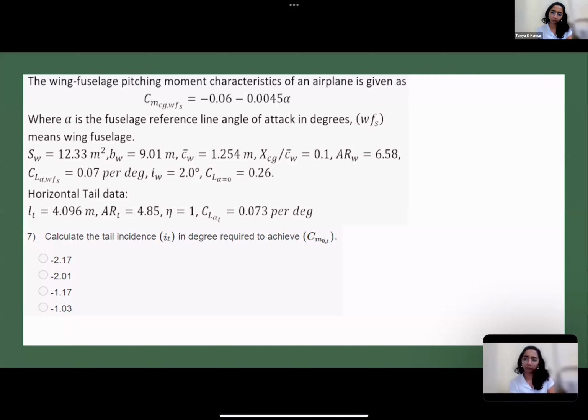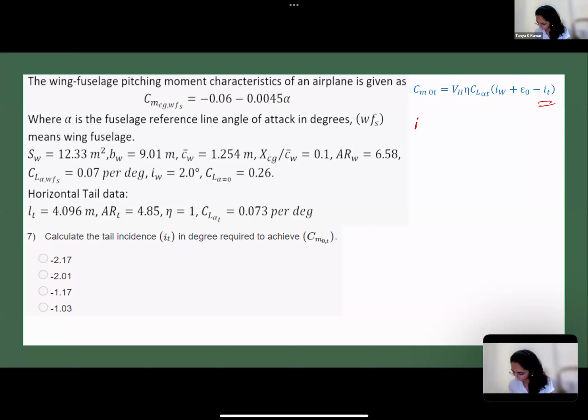Downwash. Okay, we will be using the downwash angle, correct? So we'll use the CM naught tail equation and then proceed. In that, yes, downwash angle is there. That's not wrong. So this is the equation: CM naught tail equals VH eta CL alpha tail into (wing setting angle plus downwash angle minus tail setting angle). The only value we don't know here is the tail setting angle. So let's substitute all the values and try to find this.